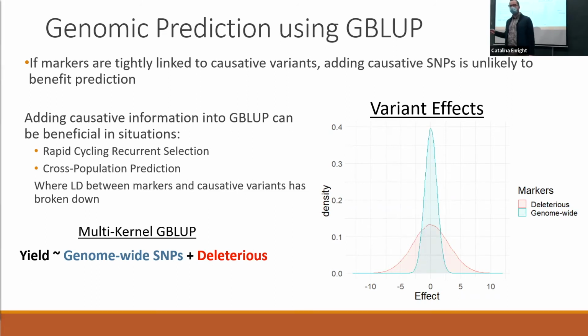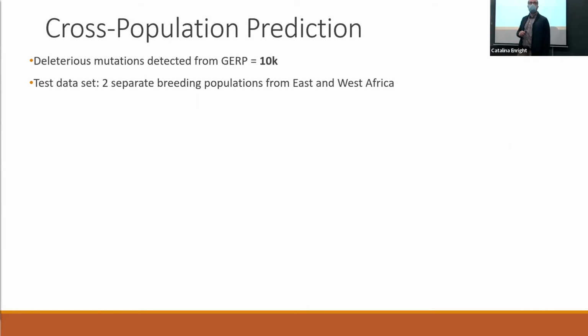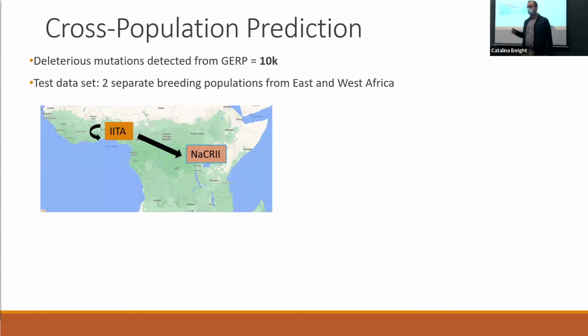And so then we tested in a cross-population prediction model, using around 10,000 segregating sites that we found among our conserved GERP sites. And we tested this in two separate breeding programs in East and West Africa. We used information from IITA, a breeding program in Nigeria, to do both within- and cross-population prediction to another breeding program in Uganda at NACRI.